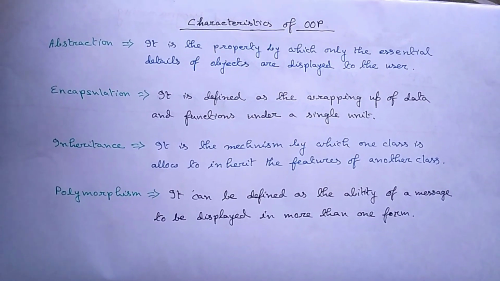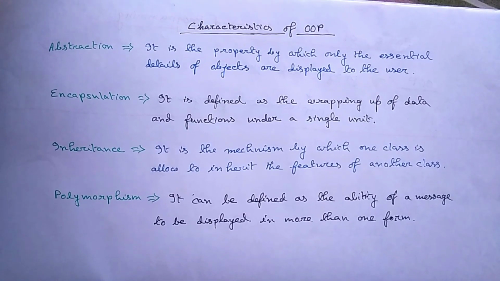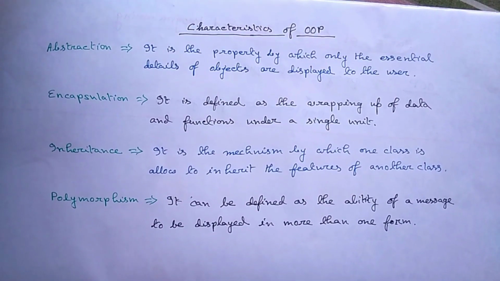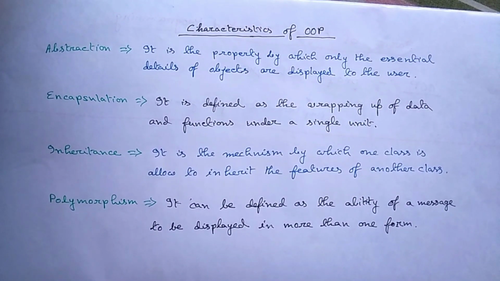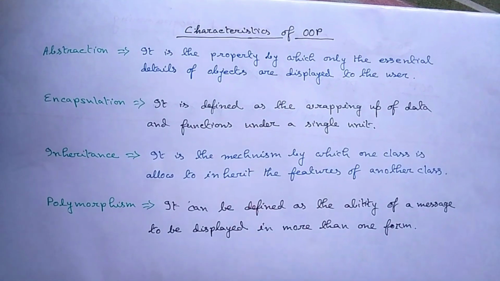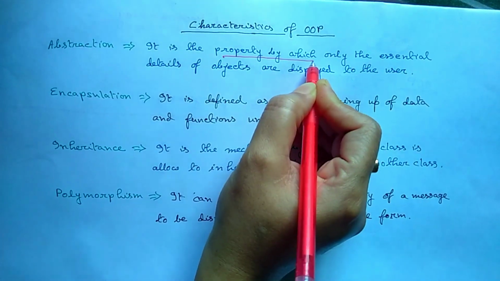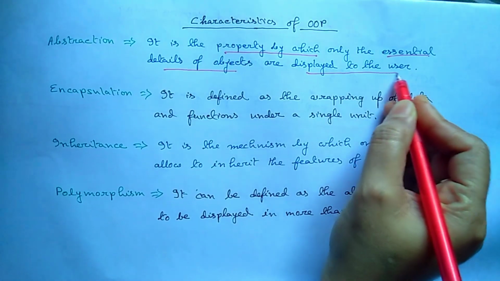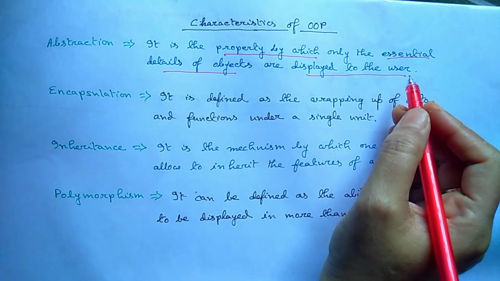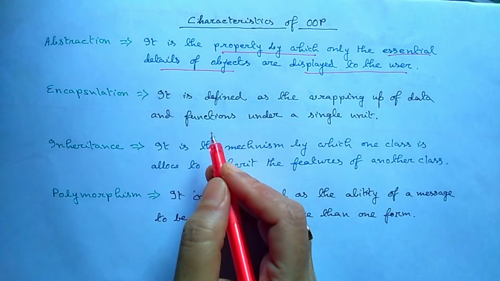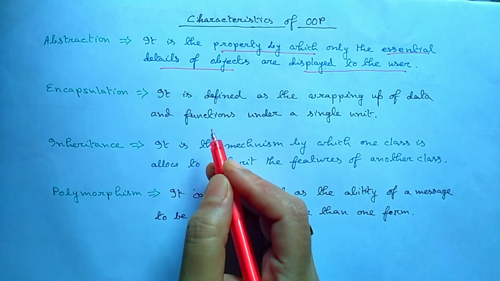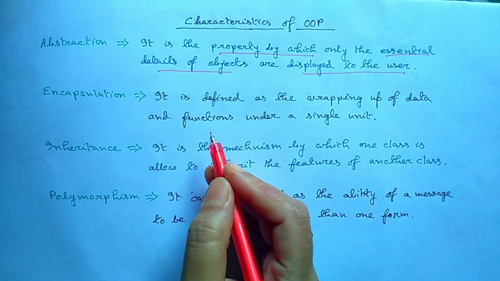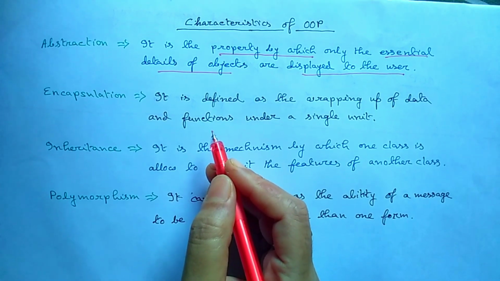Next, the characteristics of OOPs. There are 4 characteristics: abstraction, encapsulation, inheritance, and polymorphism. First, abstraction. It is the property by which only the essential details of object are displayed to the user. We know that one of the important concept of object-oriented programming is to hide data to the outside world. And so the concept of data hiding is known as abstraction.